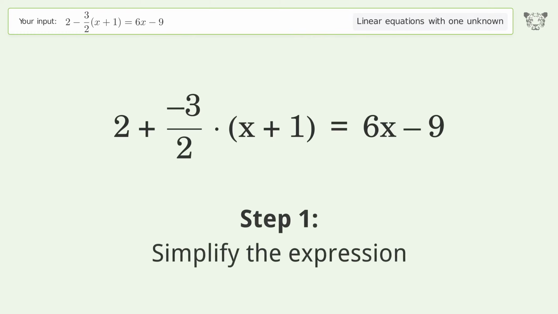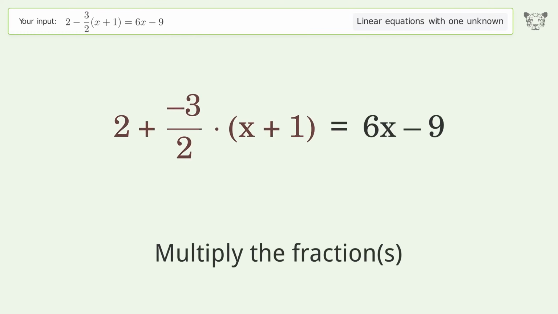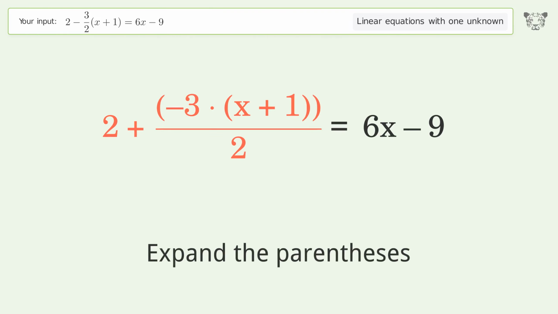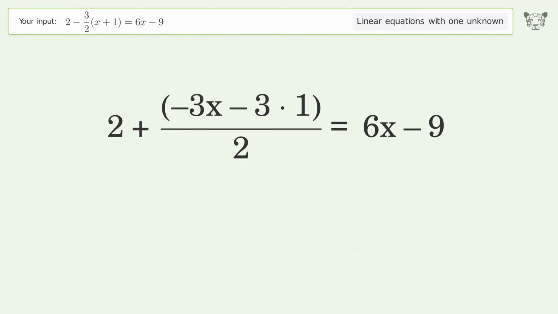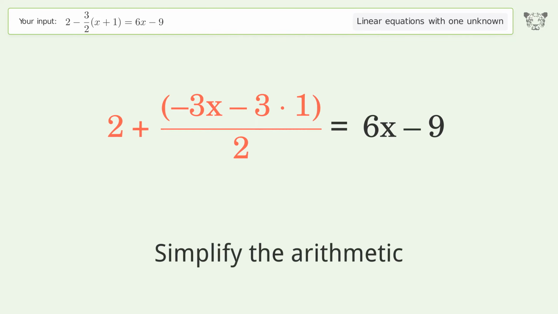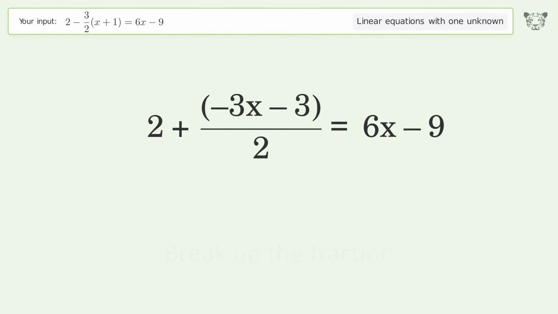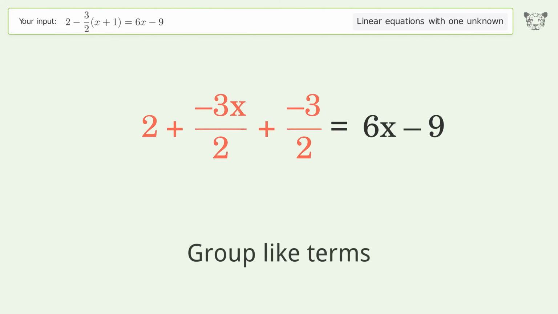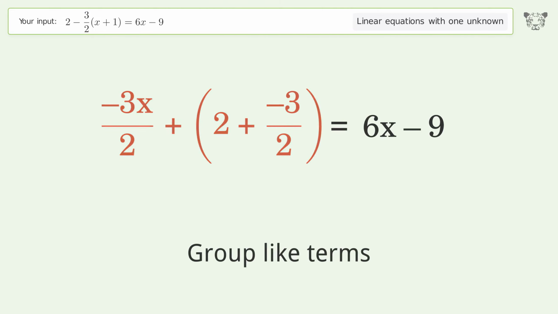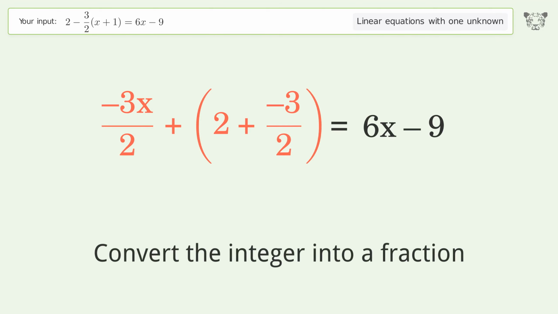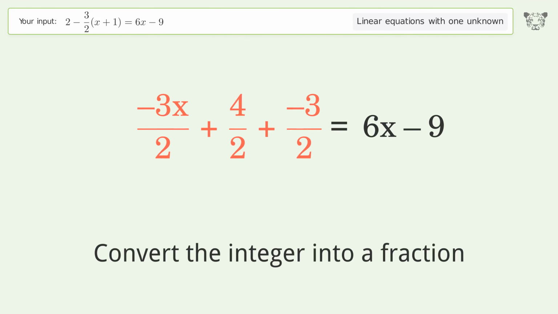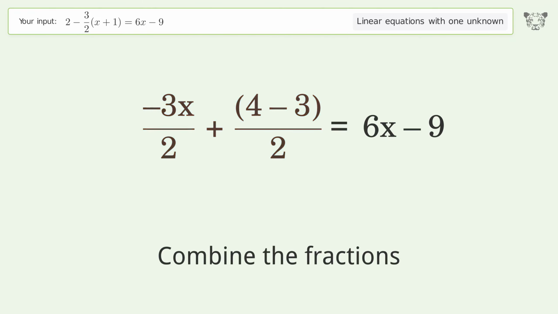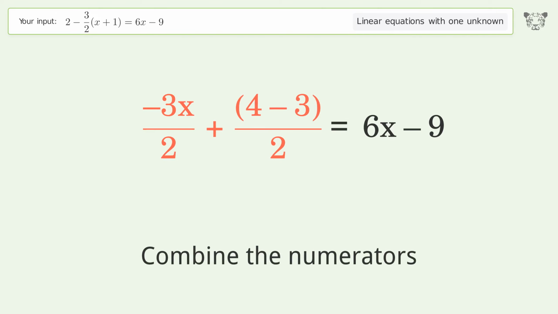Simplify the expression. Multiply the fractions. Expand the parentheses. Simplify the arithmetic. Break up the fraction. Group like terms. Convert the integer into a fraction. Combine the fractions. Combine the numerators.